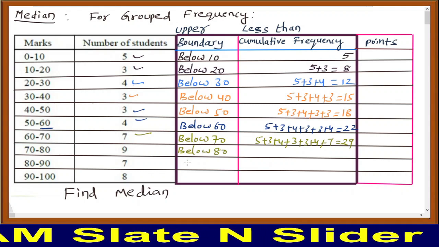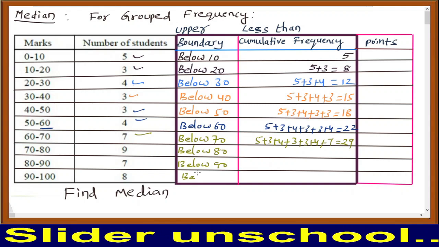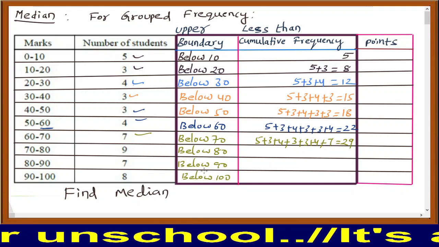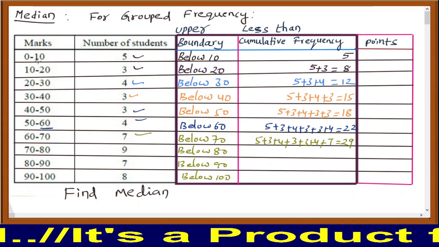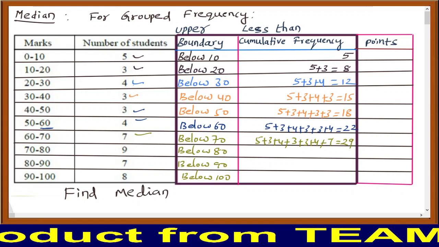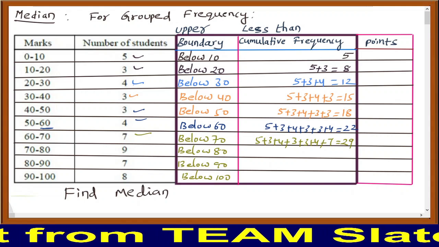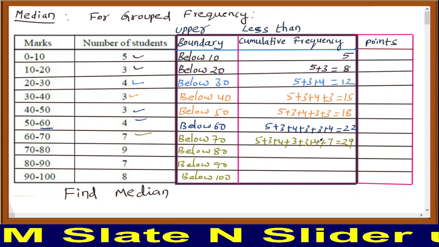Like this you have to finish below 80, below 90 and below 100. Below 100 means we get all the students, because if a student got 0 marks, then definitely he will come under below 100. So we have to add all the students together.